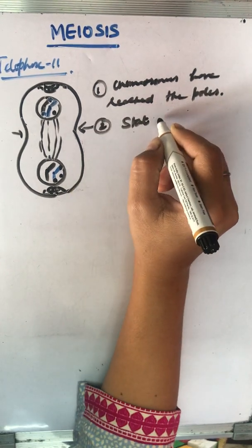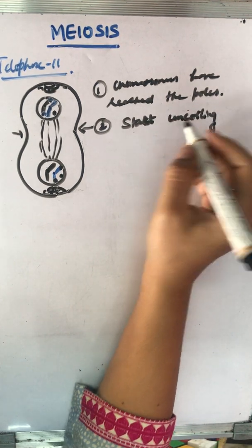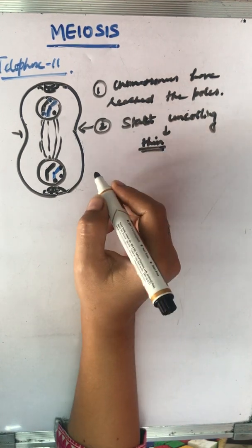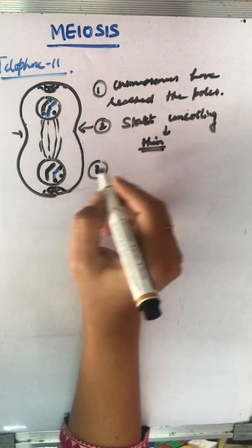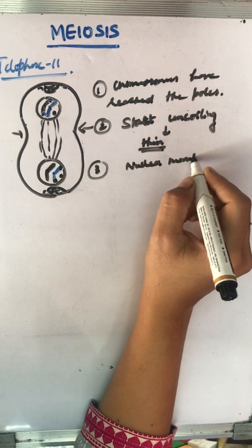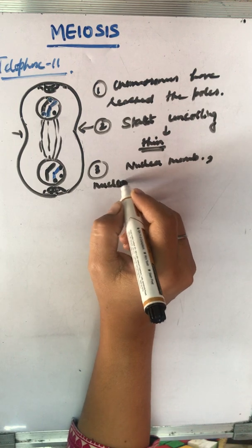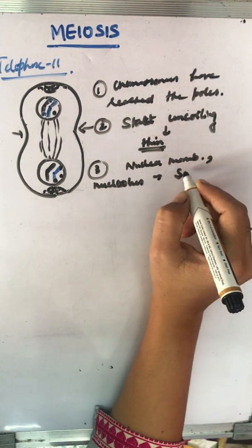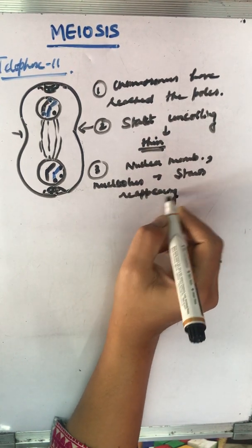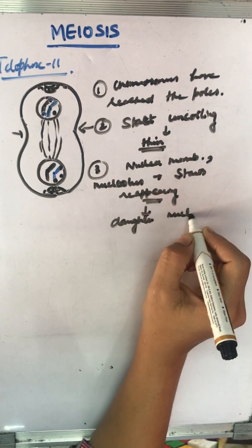What will they do? Start uncoiling. Remember? Coiling and uncoiling. Uncoiling के बाद क्या बनते हैं? Becomes thin. Do mention the nuclear part also. Nuclear membrane, nucleolus, it starts reappearing to form daughter nuclei.